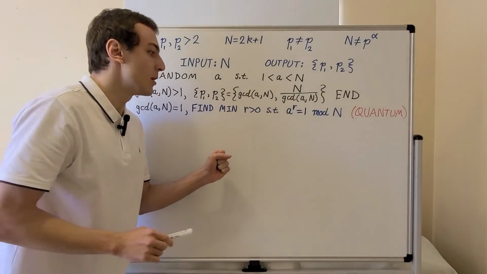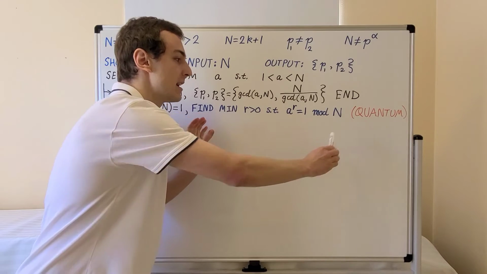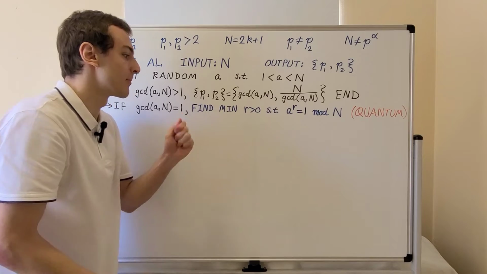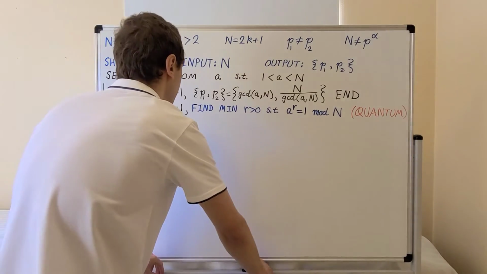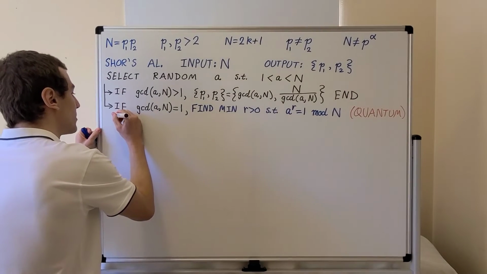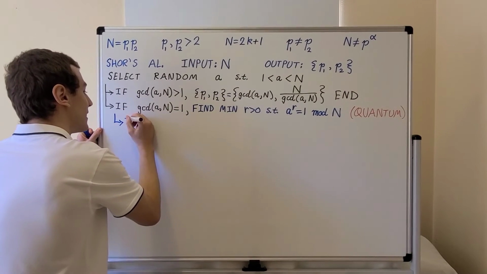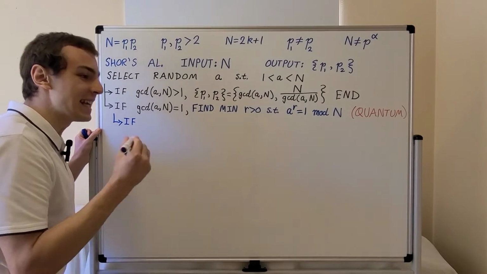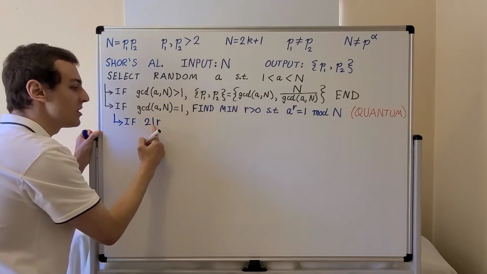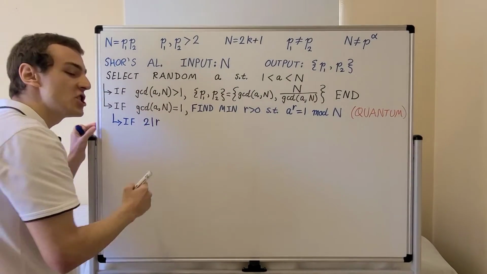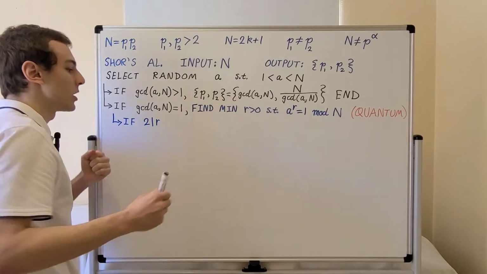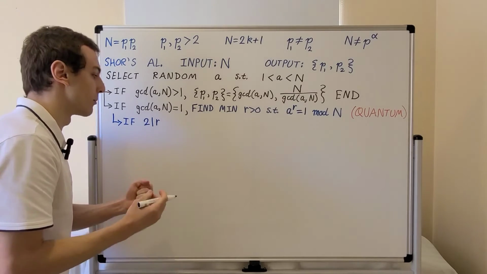Now let's assume that we have executed the order finding subroutine and we have the value of r for our randomly selected a. So given r, there are two possibilities. So let's examine those two possibilities. The first possibility is that r is even. So that means that 2 divides r. This vertical line is notation for divides. That means 2 is a factor of r, or in other words, r is an even number.